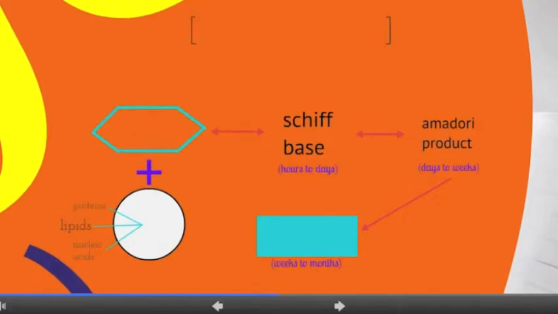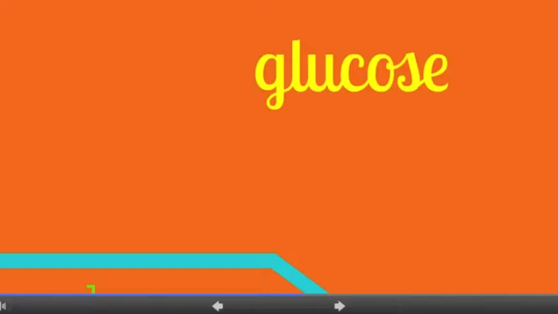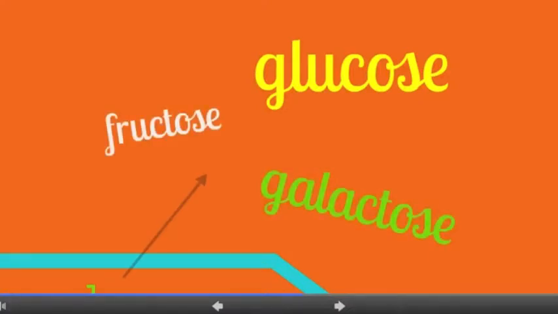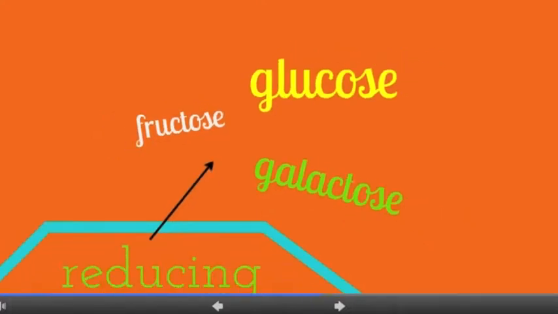First, AGEs, or glycotoxins, are modifications of proteins and lipids that become glycated and oxidized through a non-enzymatic reaction with reducing sugars. Reducing sugars are monosaccharides such as glucose, fructose, and galactose, whose functional carbonyl group is either an aldehyde or ketone.